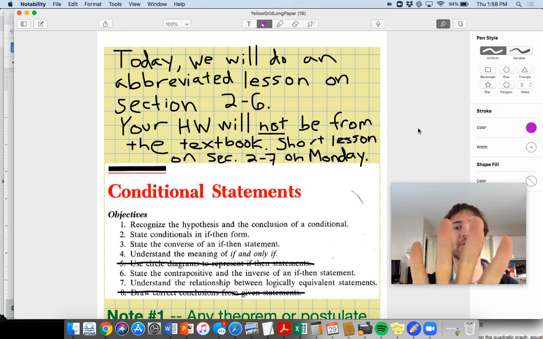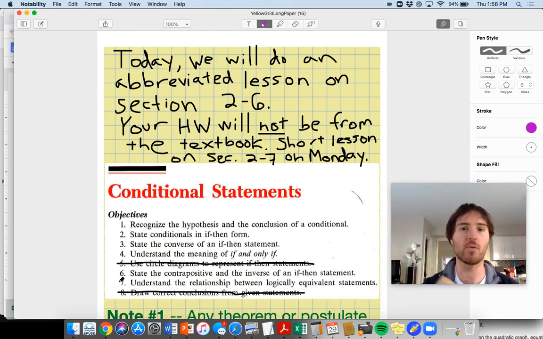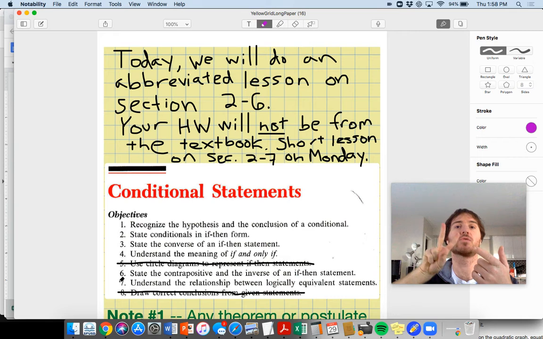So instead of spending 4 days going through and making sure we understand these 8 objectives the book wants you to get here, I'm going to focus on just 1 day for section 2.6 and 1 day for section 2.7. Make it kind of quick, okay? Remember, some of the sections we're doing this year, we spend 1 day on. Other ones we spend 2 days on.